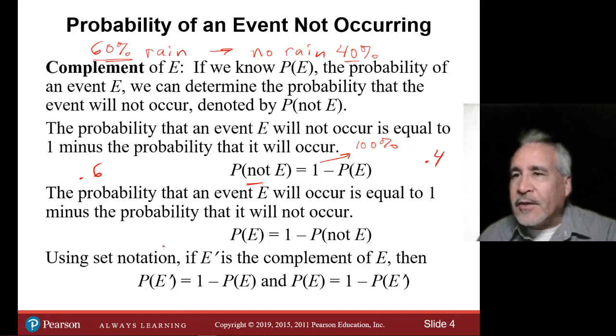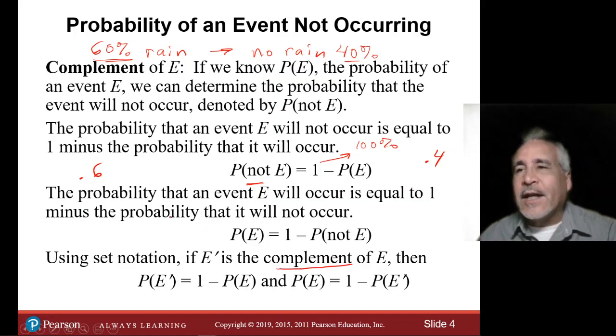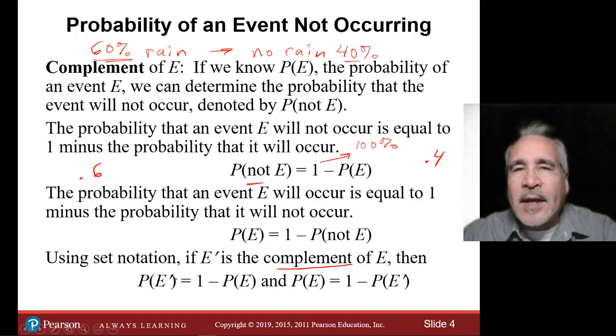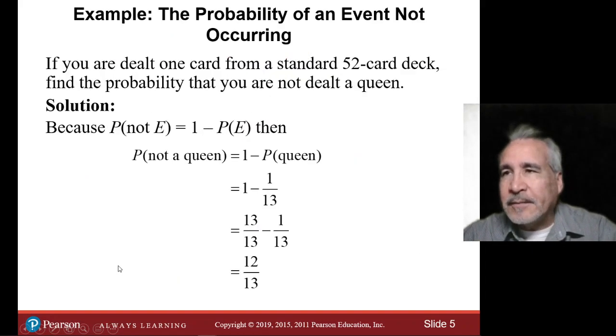And then some other notation. Remember we talked about the complement before. Complement is something happening or not happening. And E prime is the complement, so it means not happening. A lot of different ways to say exactly the same thing.